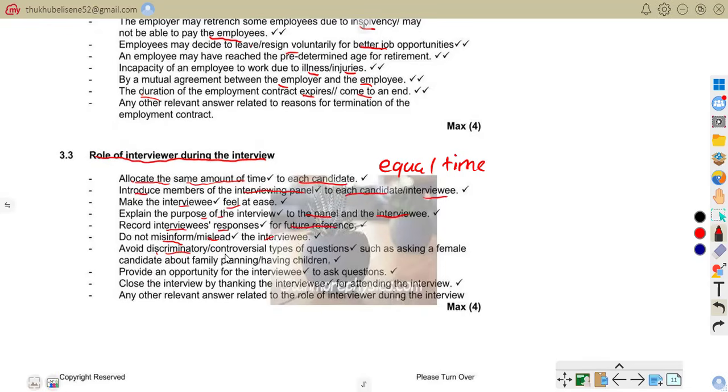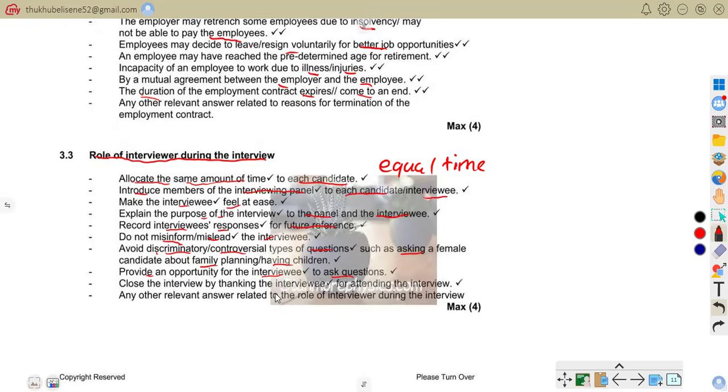Avoid discriminatory or controversial types of questions, such as asking a female candidate about family planning or having children. So avoid that discrimination. No personal questions are allowed. Provide opportunity for the interviewee to ask questions. So that is very important, to give the interviewee time to ask questions where he or she needs clarity.